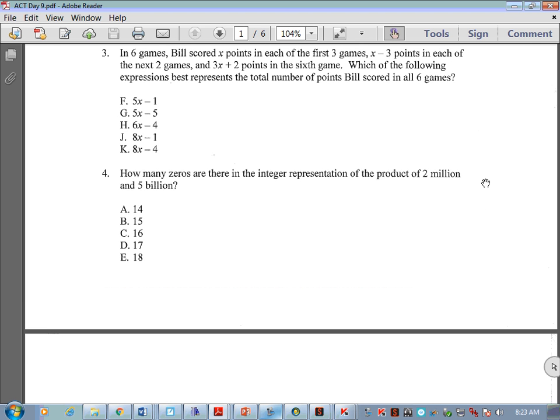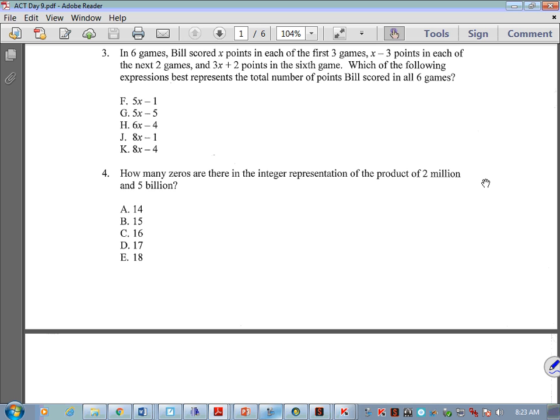Number 3. Haley, what'd you get for number 3? 8x minus 1. Okay, so I'm guessing this is one we want to look at. In 6 games, Bill scored x points in each of the first 3 games, x minus 3 points in each of the next 2 games, and 3x plus 2 in the 6th game alone. Which of the following expressions best represents the total number of points Bill scored in all 6 games?